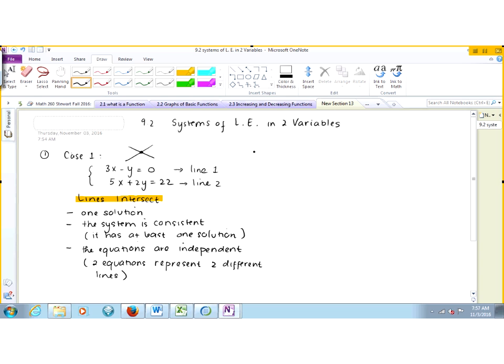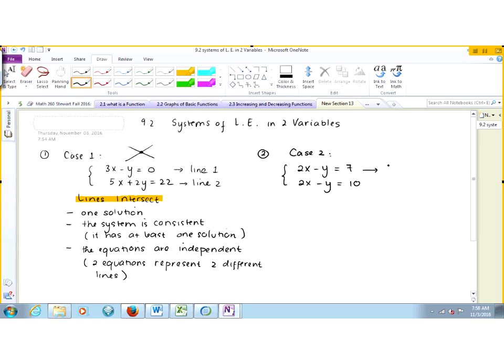Now, we're not going to solve it. The second one is case 2. To give you an example, if I have 2x minus y is equal to 7, and 2x minus y is equal to 10. So this is an example of case 2. When you graph, each of them is a line. What do you see about these two lines? They have the same slope.